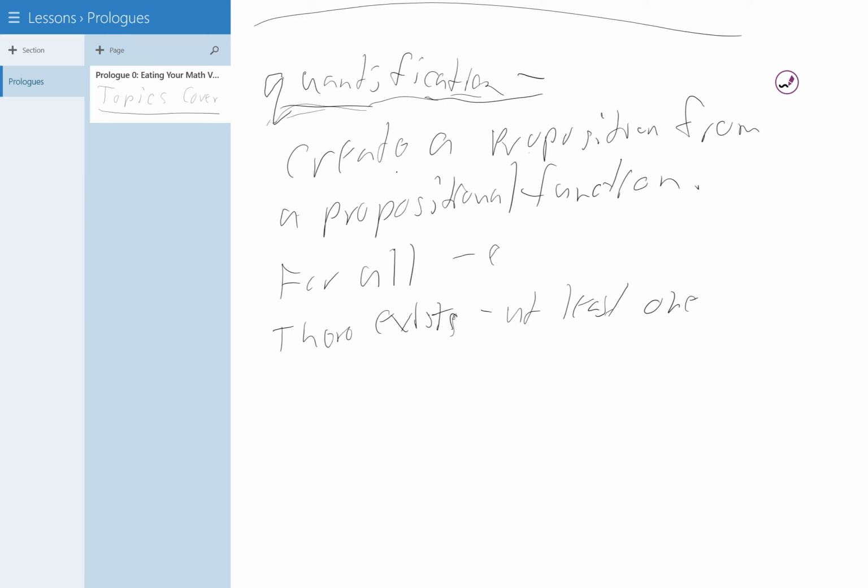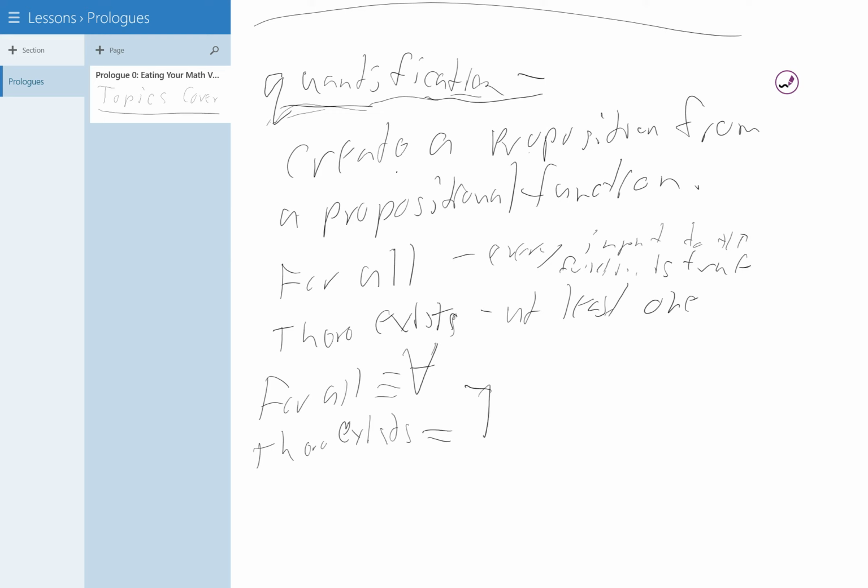For all means everything. Every input to the function is true. Okay, so let's actually go over that. The symbol for for all is an upside down A. It's kind of weird. And the symbol for there exists is this backwards E. I'm thinking they're probably just running out of variables, so they came up with these.